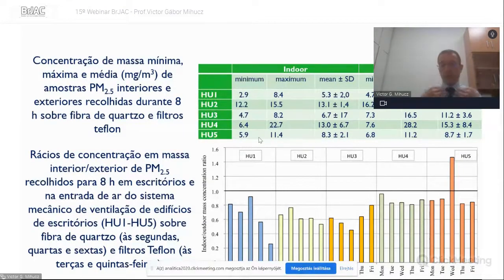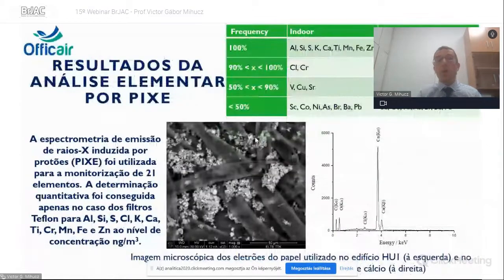Only for 8 hours. This is the work shift in the offices. So we didn't want to go beyond. And that's why we wanted to increase the amount of the PM 2.5. That's why we have the noisy equipment and not the smaller, lower flow rate equipment. In terms of elemental analysis, we could see that with the 8 hours, the mass was very, very little in order to perform analysis.